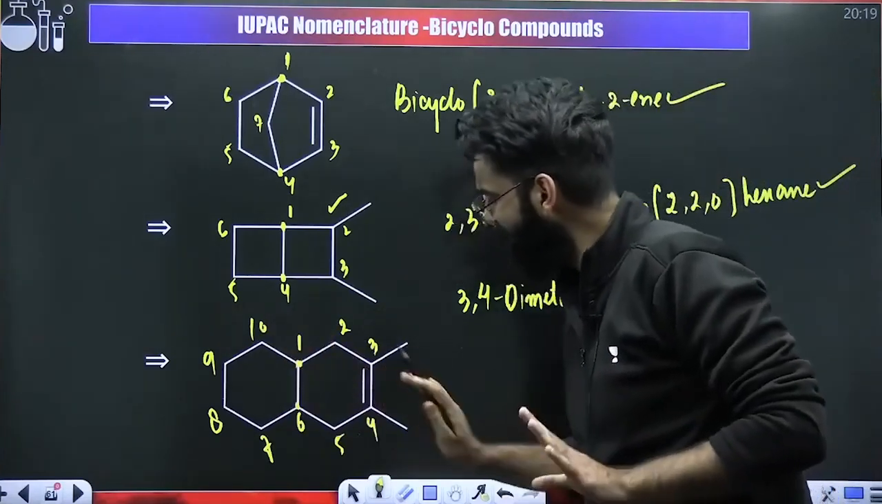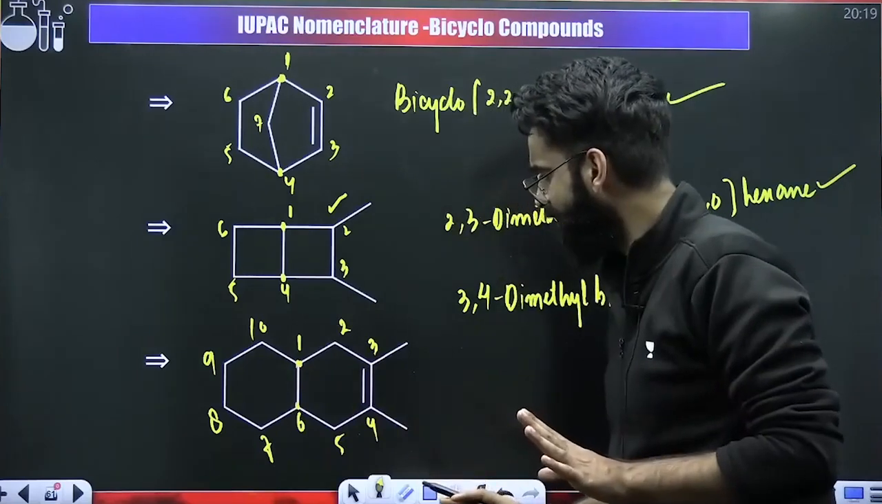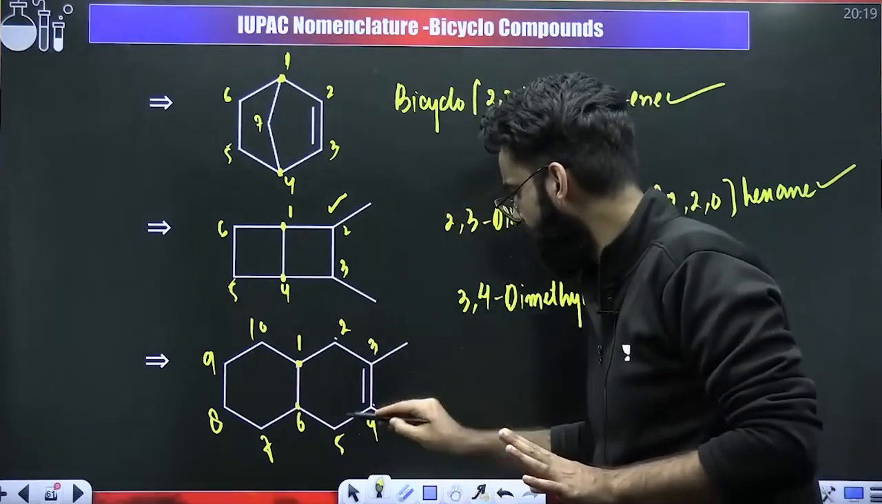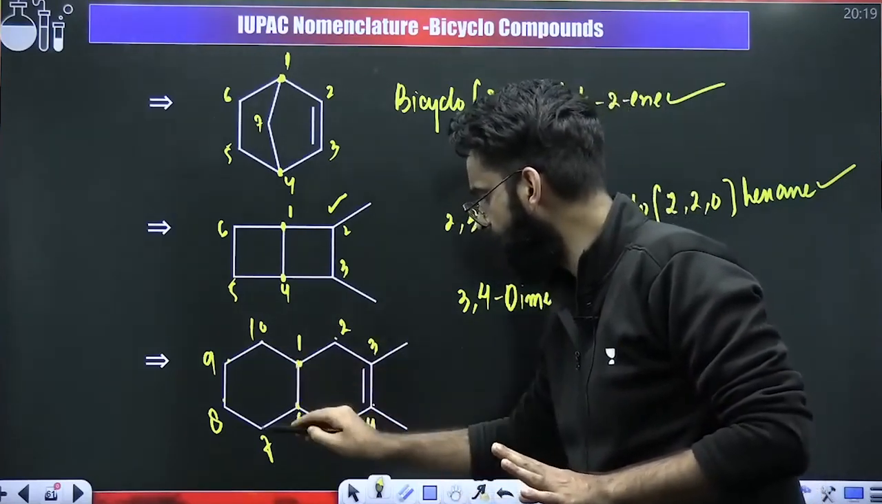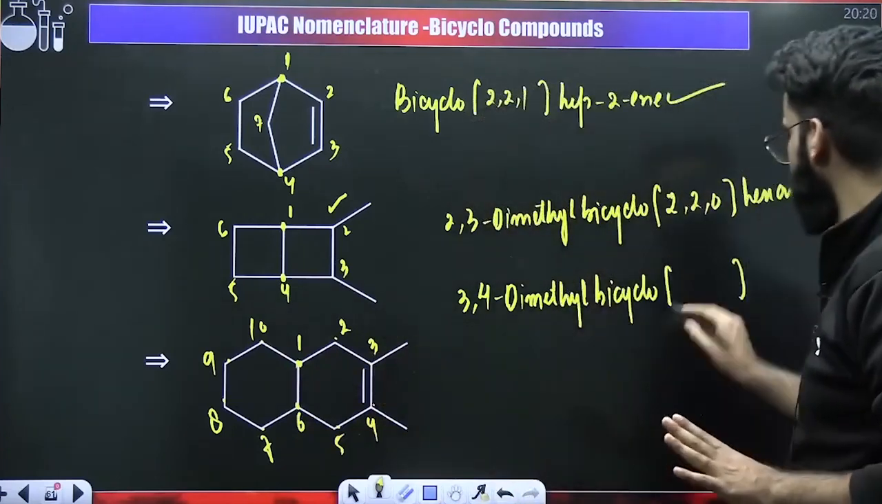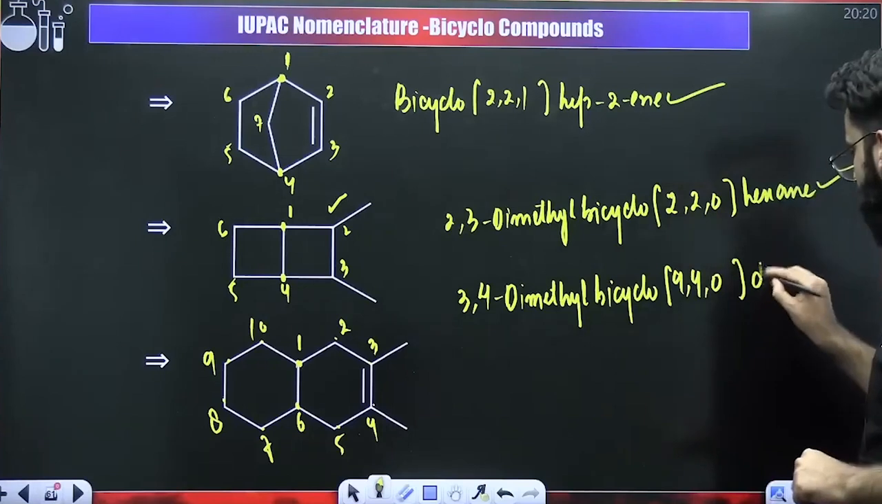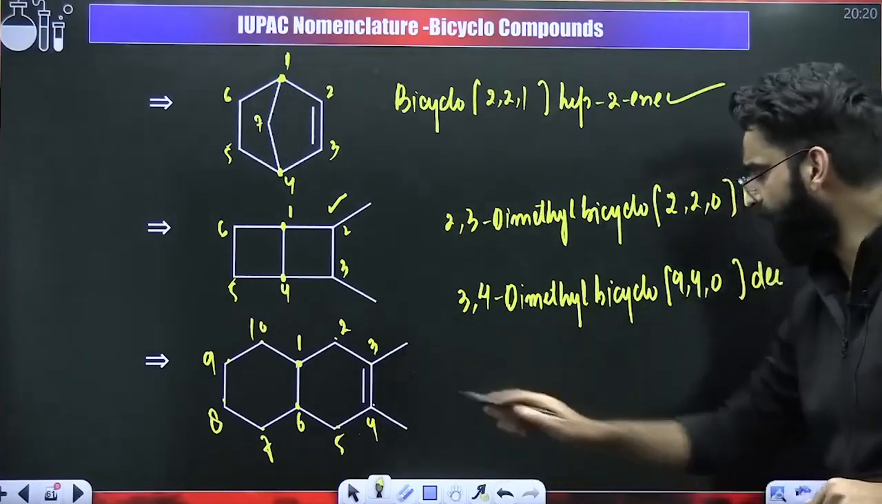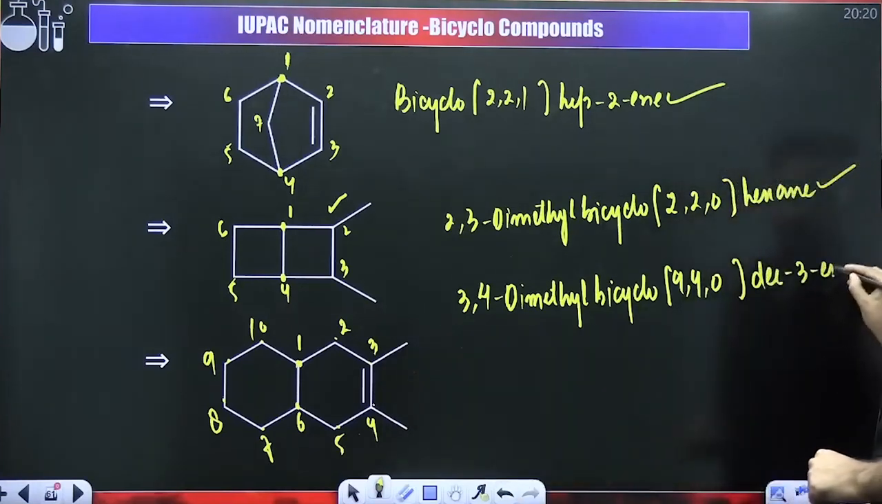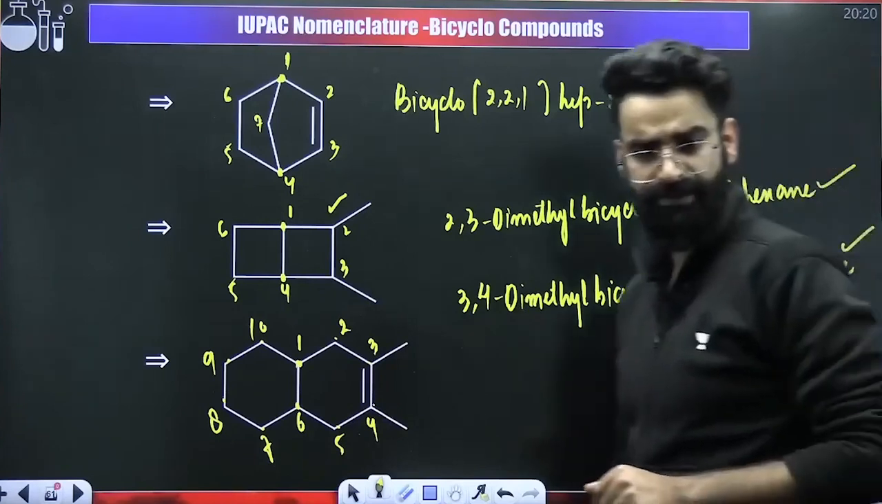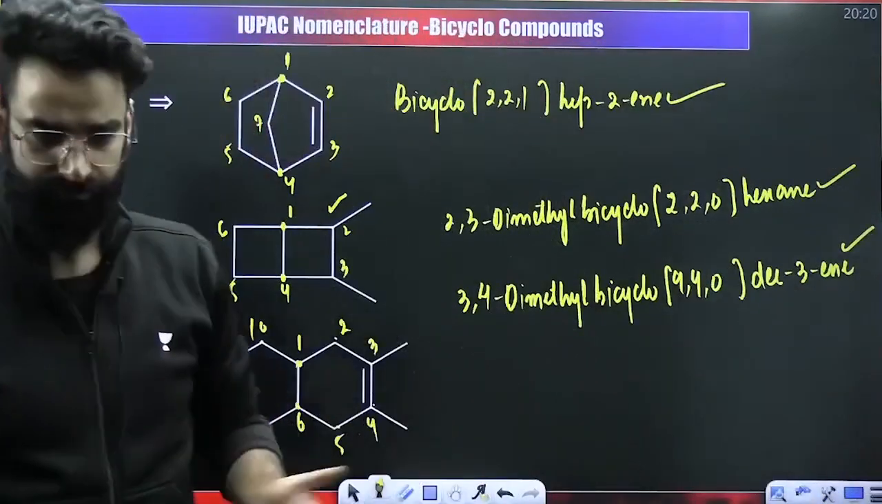This path is equal in size: 1, 2, 3, 4, and even 1, 2, 3, 4. In the middle, there is no carbon atom. So 4, 4, 0. In the main chain, 10 carbon atoms, so dec. At carbon number 3, there is a double bond, so dec-3-ene. Perfect.